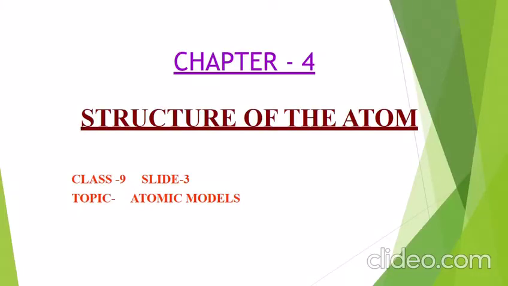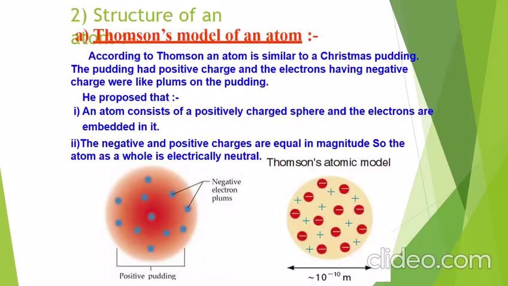Good morning, students. Today again we are going to start with the chapter Structure of Atom and we'll discuss the atomic models. Now talking about Thomson's model of atom. According to Thomson's model, an atom is similar to a Christmas pudding. The pudding had positive charge and the electrons having the negative charge were like the plums on the pudding. Plum means like the dry fruits.